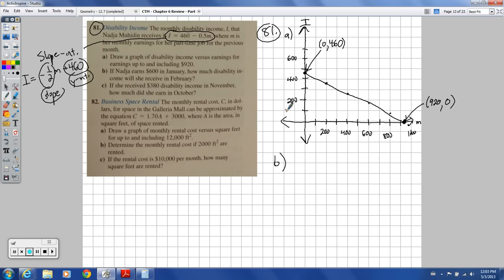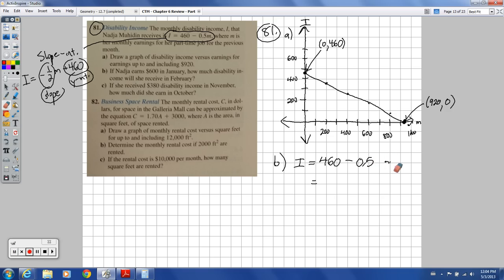Alright, part B. Nadja earned $600 in January. How much disability income will she receive? We can use the graph to verify what we have here, but we should just plug in 600 right there into the equation. So I equals 460 minus 0.5 times 600. That's half of 600. I'm sorry, I'm plugging it in the wrong spot. That's going to give me a negative number. This we want to leave as the variable.